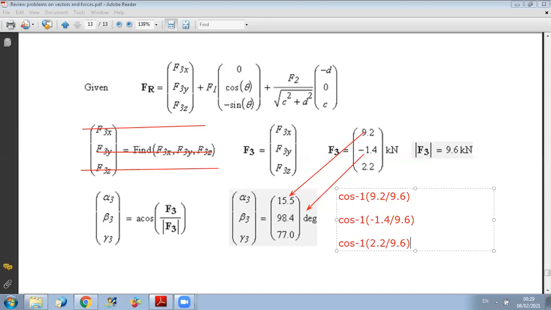Okay, and if you want to verify your result at the end, you can do this. Verification: you do cosine square of alpha, which is here 15.5, plus cosine square of 98.4, plus cosine square of 77 degrees, and it will give you 1. This is a way to verify your calculation.